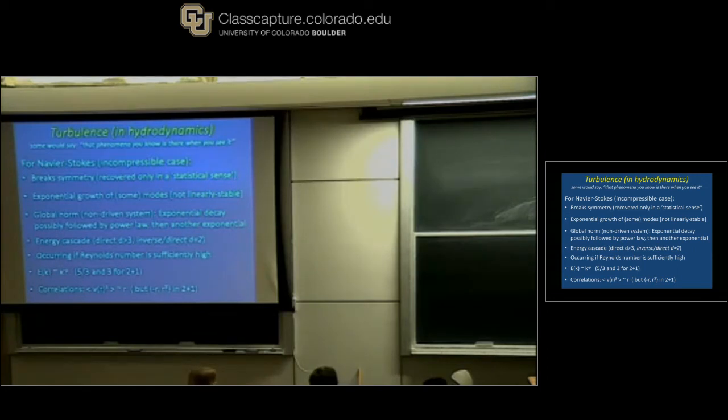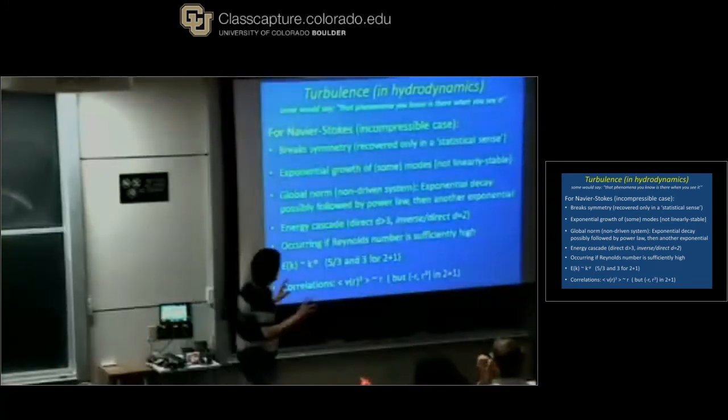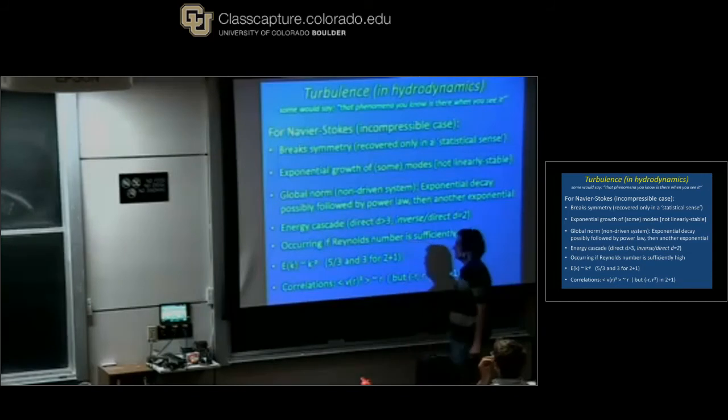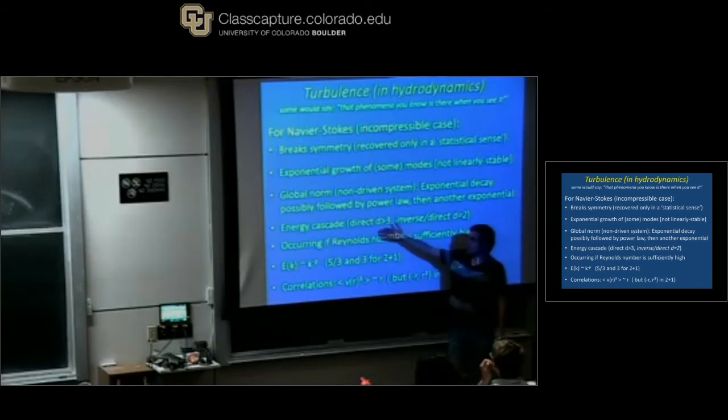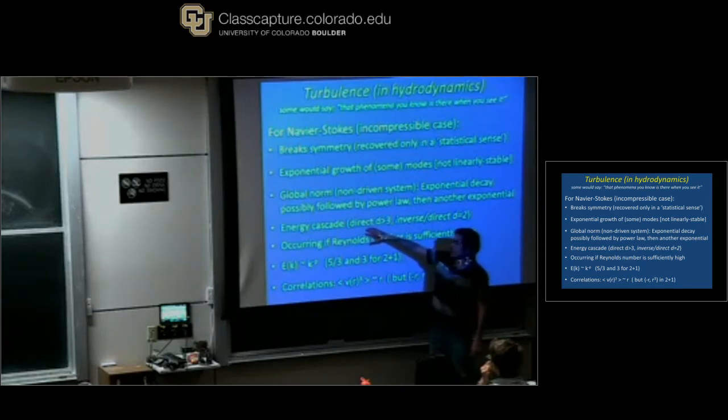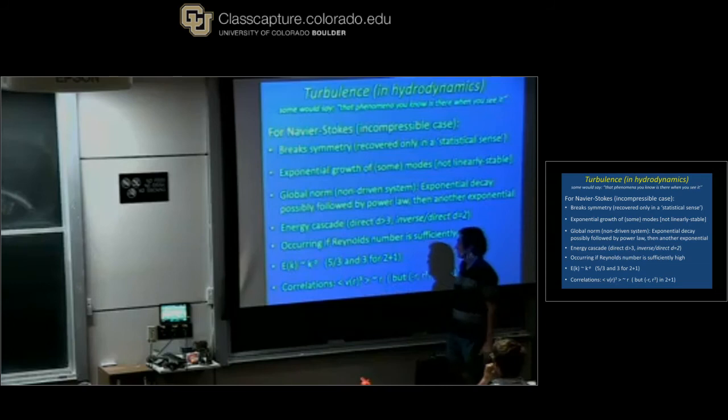So if it breaks symmetry, if you see some exponential growth, albeit maybe very small, this is a nonlinear stability argument. If the global norm of the solution, in the case that you don't drive it, you don't keep putting in energy, has an exponential decay followed by a power law with another exponential decay afterwards. And if you see an energy cascade, then I would call this turbulence, perhaps in a more general, nice way. But the thing that I really care about here is that we know, at least for Navier-Stokes, that when you perturb a system described by Navier-Stokes in the turbulent regime, there is a direct energy cascade. So all the energy wants to go to shorter and shorter wavelengths.